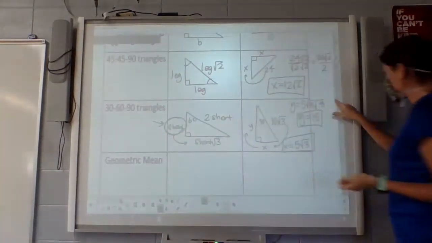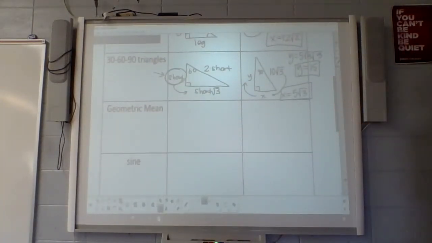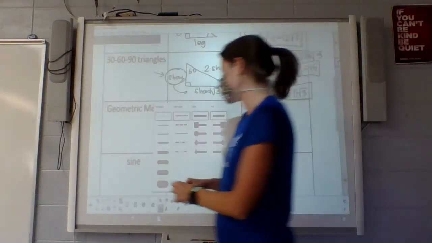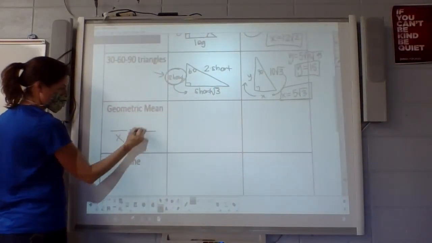So the next one is the geometric mean. And this is probably, I think, one of the tougher sections in this chapter. The geometric mean involved proportions again. So it kind of was like something that we probably didn't love. Proportions wasn't, I think, everybody's favorite chapter.